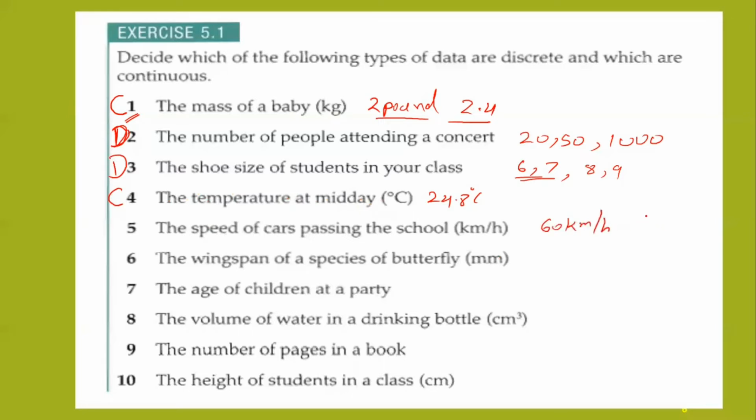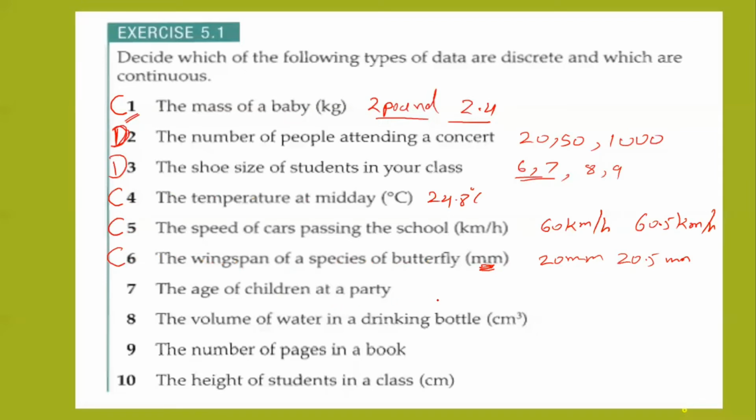Okay, you can have 60.5 kilometers per hour. So this is measurable. That is why it is continuous. The wingspan of the species of butterfly is again changing. Depending on if it is in millimeters, it can be, say, 20 mm. It can be, say, 20.5 mm, right? So this is measurable. That is why this is continuous data.